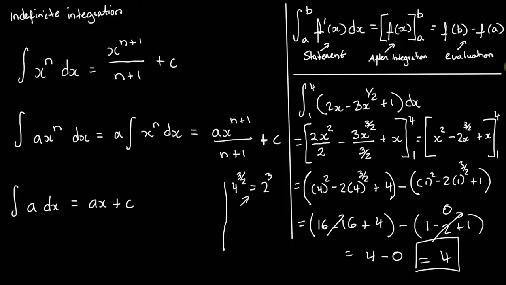Notice again, just to review, we've got our statement. It's a first stage. We've got our after integration stage. We use square brackets, restate our limits, and then we've got our evaluation stage.